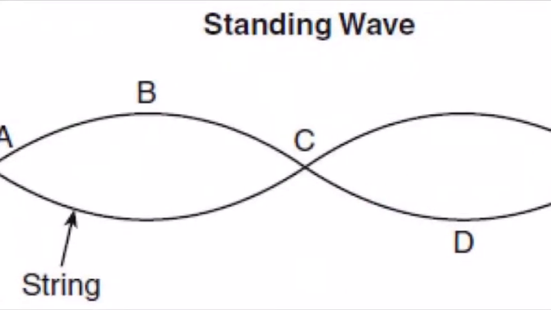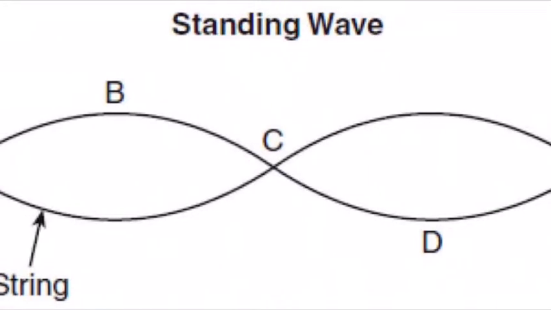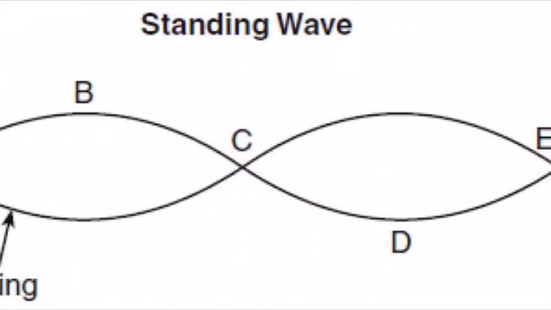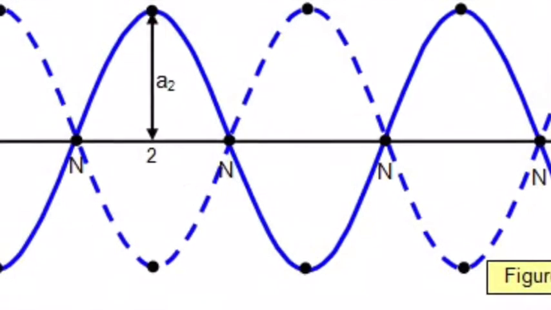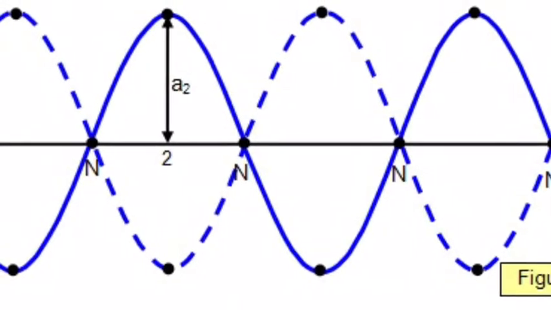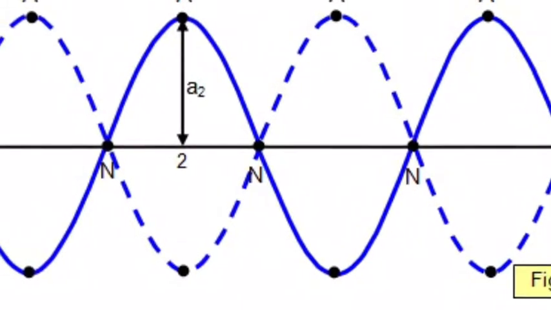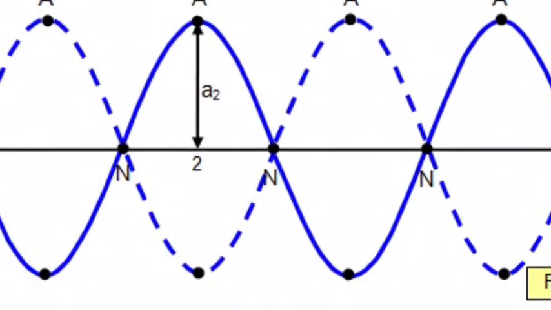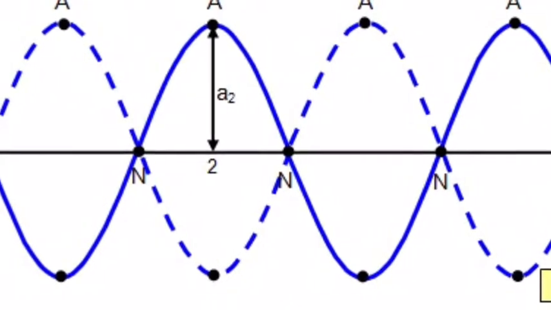Suppose you have a string held from both ends. It means that the string is fixed from both ends, and the wave traveling on the string is constantly reflected. This constant repeating pattern seems after a while like the wave itself is standing. That is why this is called a standing wave.